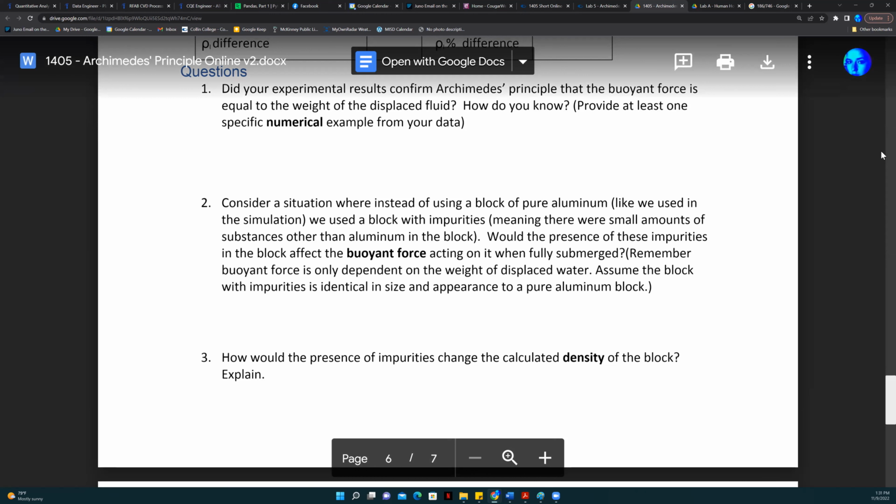When it says you give a numerical example, you actually need to put numbers there and show from your results that that principle is true. Okay.